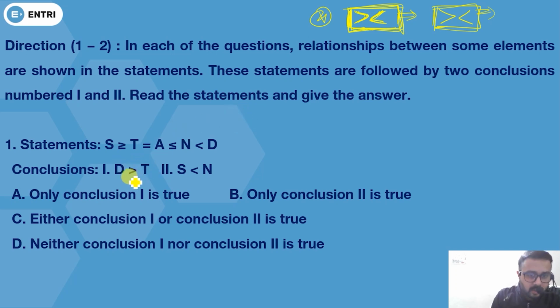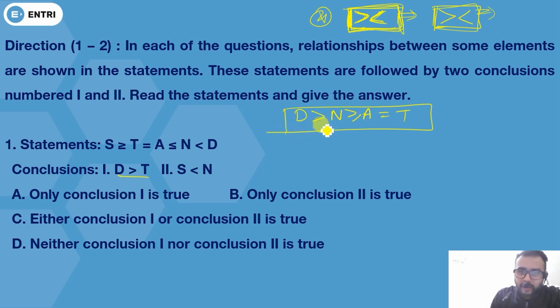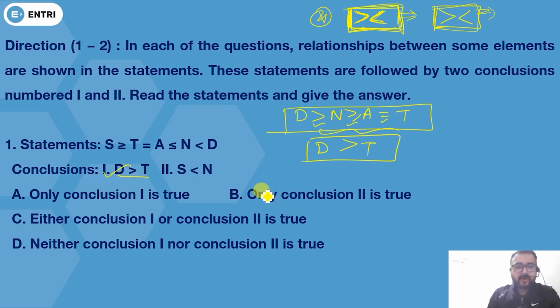So the first conclusion is D > T. Starting from here, can I write this as D ≥ N ≥ A = T? You can directly see it in your mind. Combining this, here is greater than, here greater than or equal to, here equal to. By combining all these three, you can clearly see D is greater than T. So the first conclusion is true.